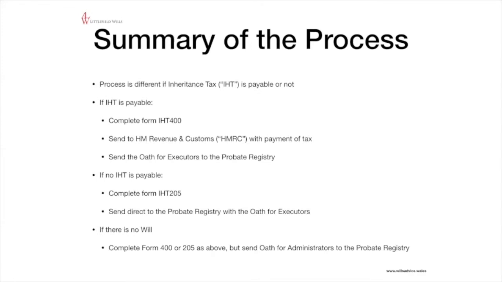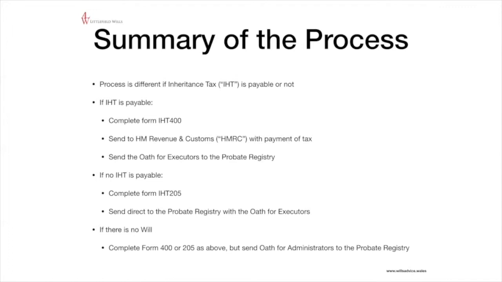Basically, what happens is that you have to apply for your probate to the probate registry. However, the background to that depends on whether or not tax is payable. By tax, I'm referring to inheritance tax, which, as you'll see in these slides, I summarize as IHT. That's the standard abbreviation for inheritance tax. It depends on whether tax is payable or not payable, and it depends on whether there's a will or not.